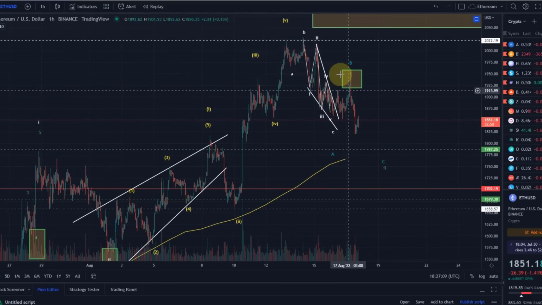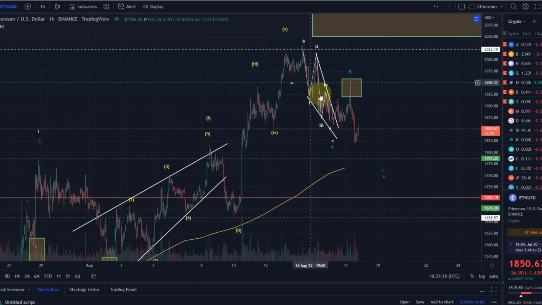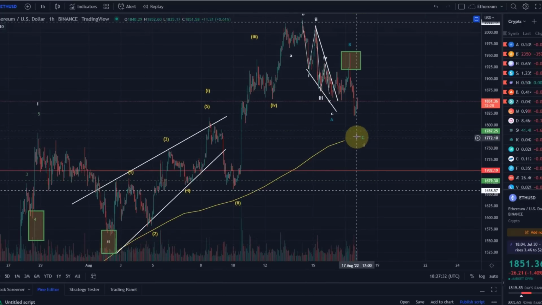The first target for this wave C down, and I can only repeat it from the previous video, is the 1787 level. That is the 1-to-1 ratio between wave A and wave C. That's the first target. Just below that, we have the 50-day moving average at 1766, would also be a possible key support. Okay. Below that, we've got the key level, the $1,700 level. That is a highly relevant level on the Ethereum chart, more a long-term level, but highly relevant. And below that, at 1679, we have the 1.618 extension of the wave A. That would also be a valid level.